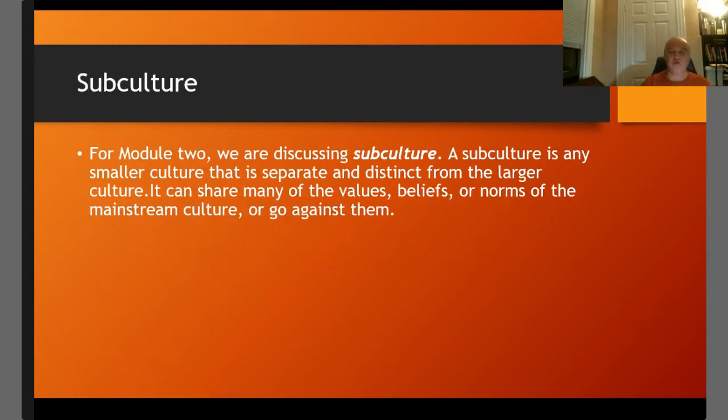Now, for Module 2, we are discussing subcultures. A subculture is any smaller culture that is separate and distinct from the larger culture. It certainly shares some of the same apparatus, basically linguistic transmission, and it can share many of the values, beliefs, or norms of the mainstream culture or go against them.